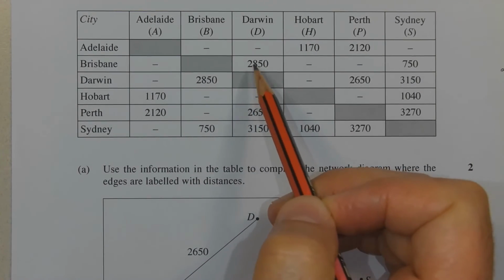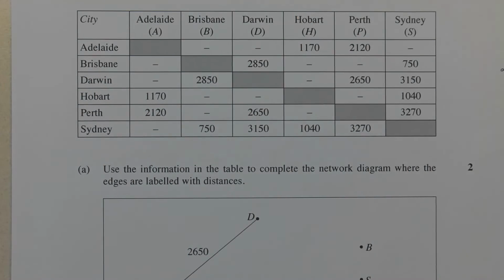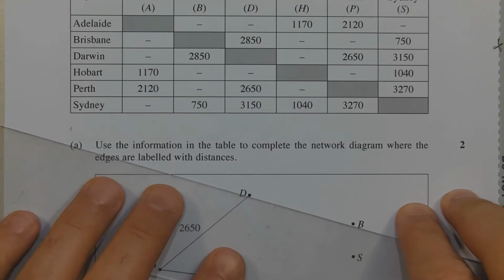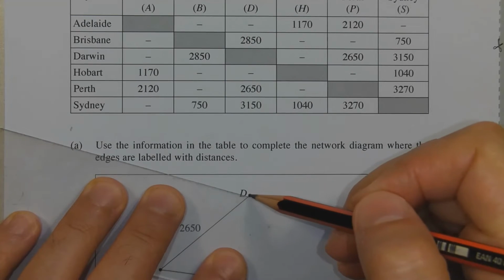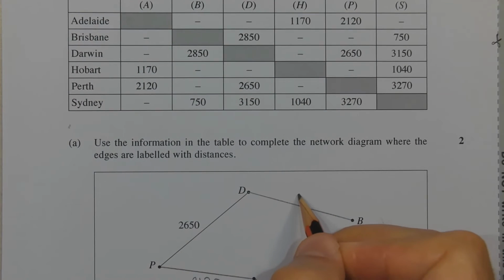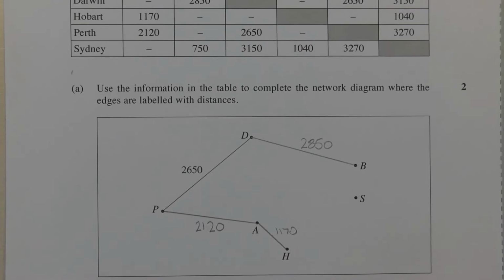This value here, 2850, there's a connection between Brisbane and Darwin. So I'm going to join those two vertices and write 2850.